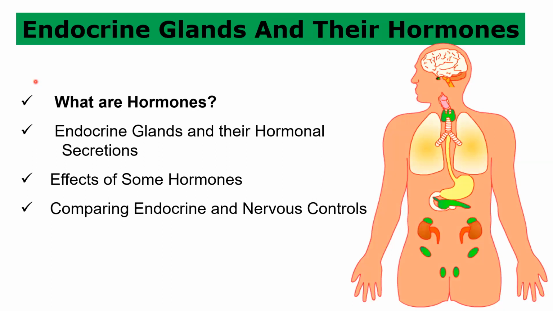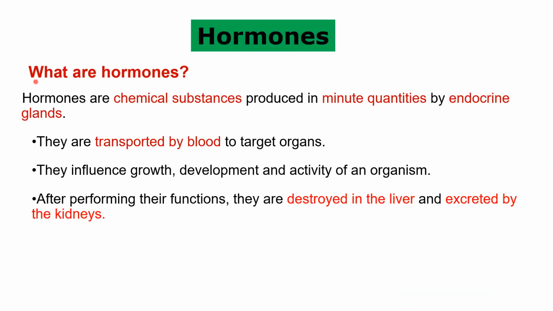Today we are going to learn about the endocrine glands and their secretions, which are known as the hormones. So let's start with what the hormones are. Hormones are chemical substances which are usually produced in very small amounts by the endocrine glands. They are transported through the blood towards the target organs.